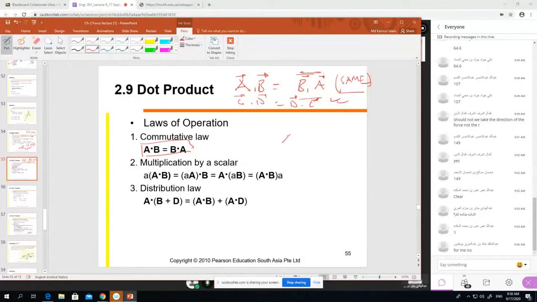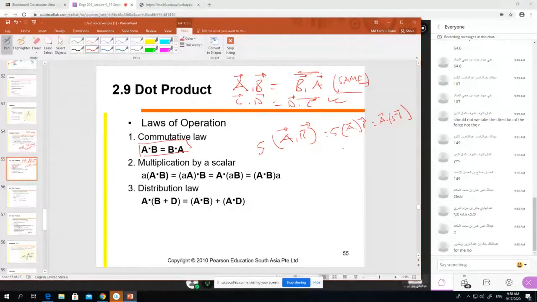If you multiply A dot B by something, like 5, then 5 times vector A dot B is the same as A dot 5B, so all the same meaning, okay? Distribution law: vector A dot (B plus D) equals A dot B plus A dot D, or we can write B dot A plus D dot A, same thing. So these are the vector dot product properties, okay?